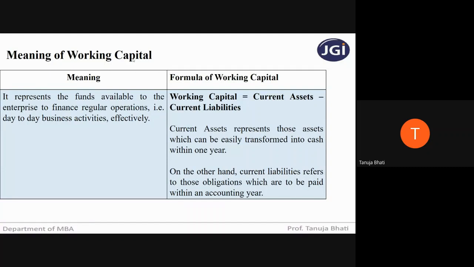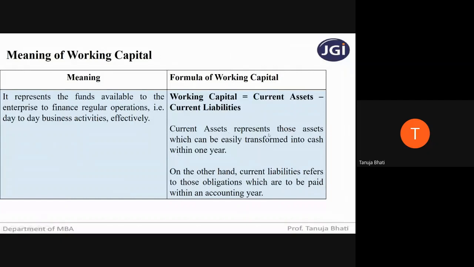So in short, it represents whatever funds are available to the company or enterprise to run its day-to-day operations, so that it has enough liquidity so that it can pay its current liabilities, and it can finance its current assets. So the formula for working capital is current assets minus current liabilities. Now, what is current assets?